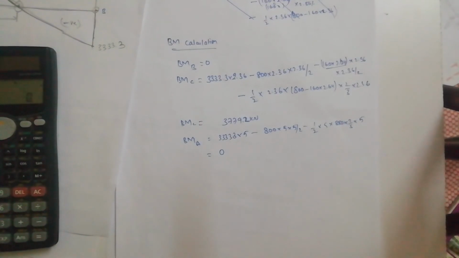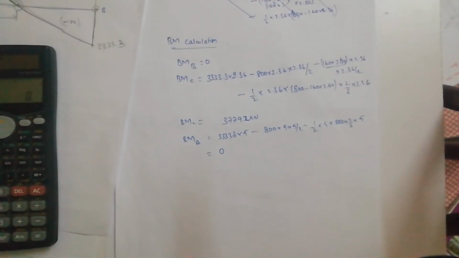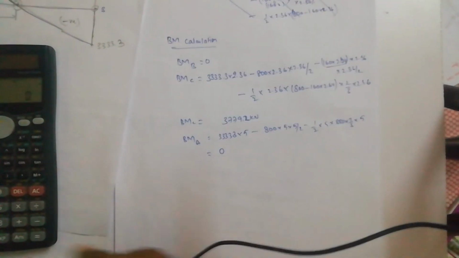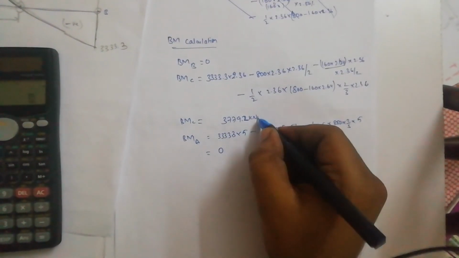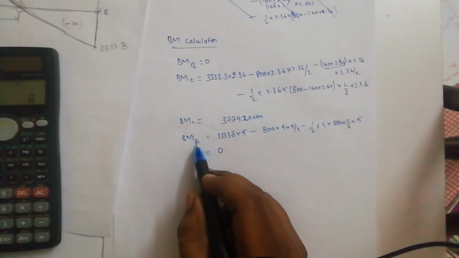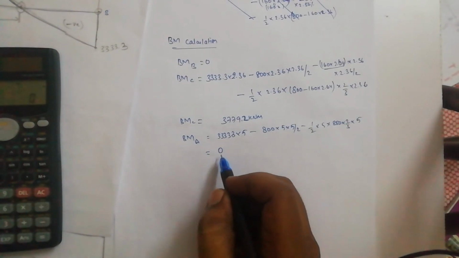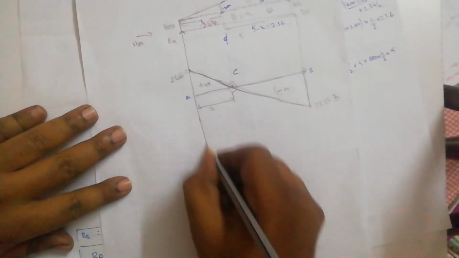So from the calculation, we are going to get the value of bending moment at point C as 3779.2 kilonewton meter, whereas bending moment at point A we are getting as 0. So using these values we will try to plot the bending moment diagram. Let us plot the diagram. Okay.